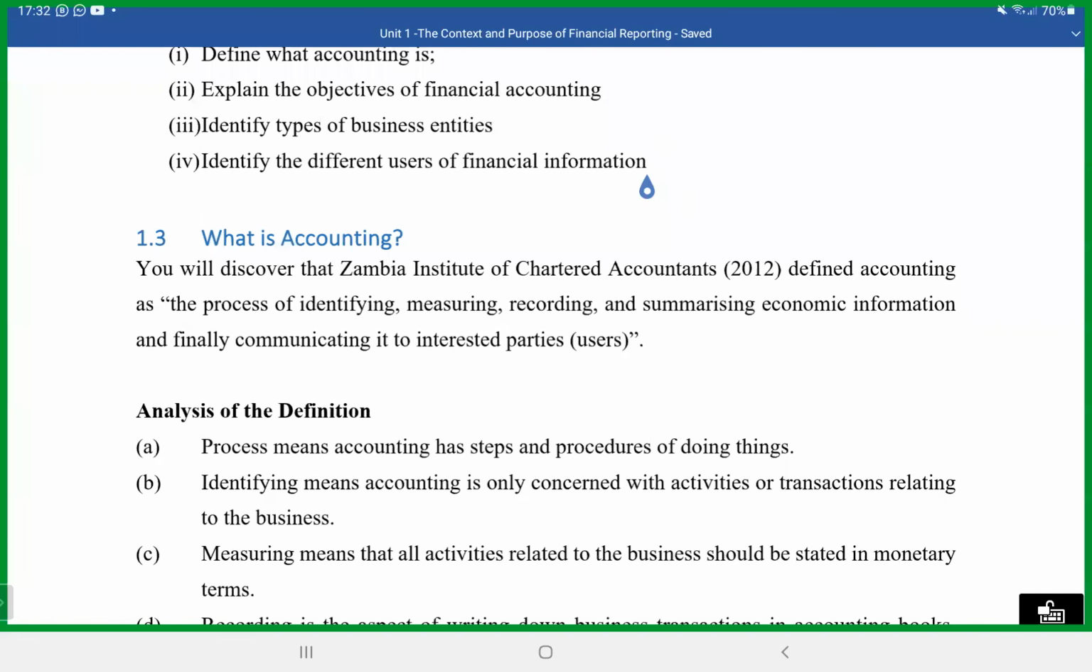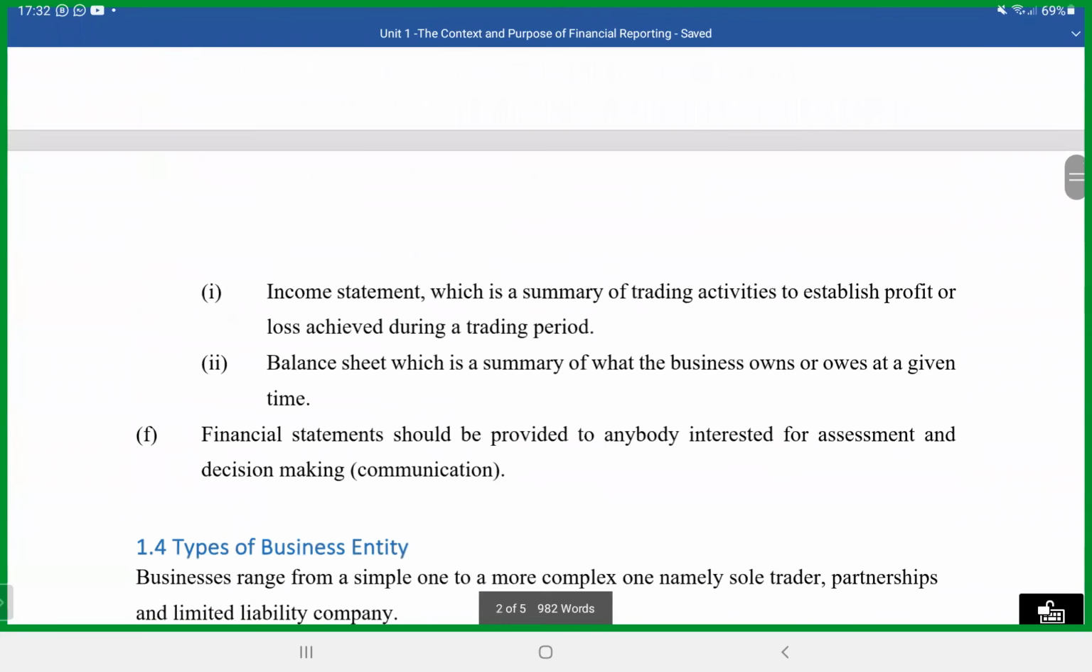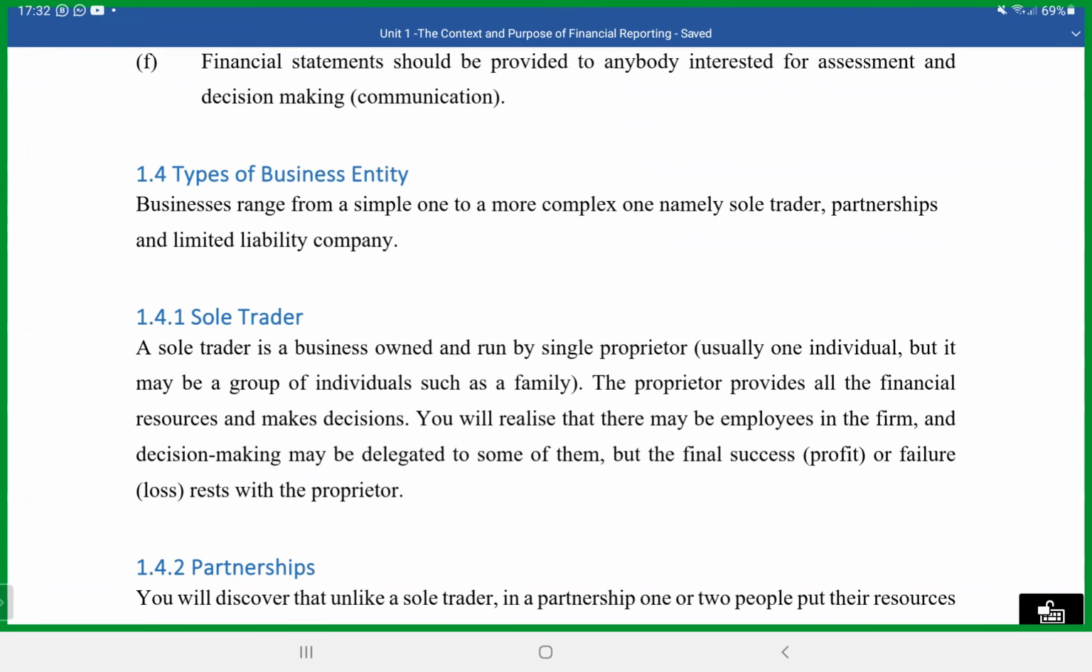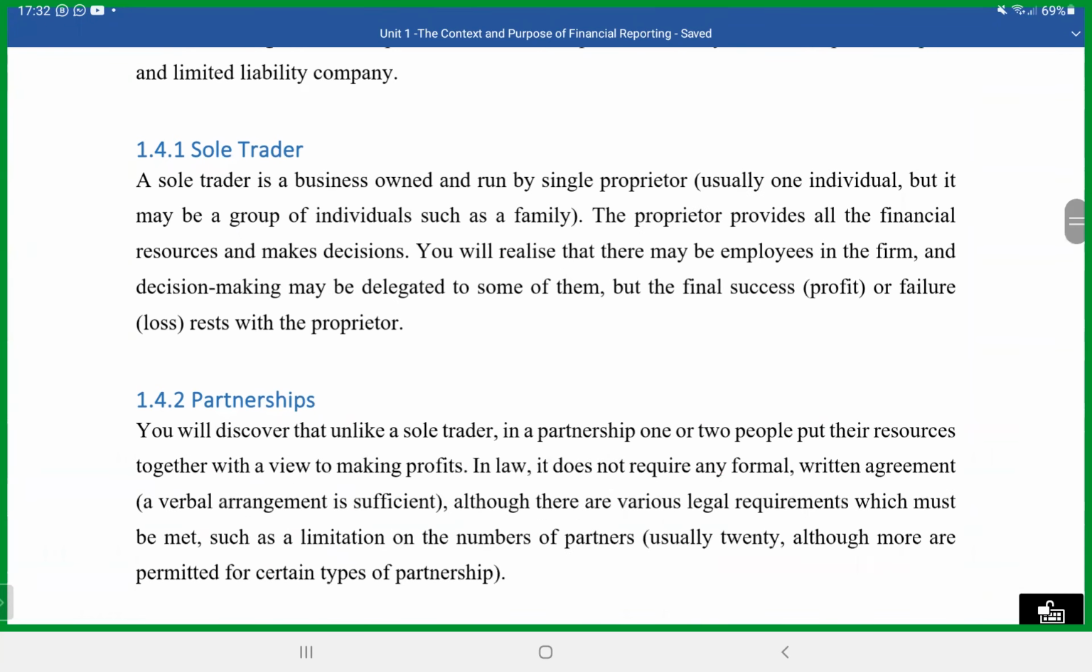Now let's look at the different types of business entities. Businesses range from simple ones to more complex ones. We have the sole traders, where the business owner is only one person. We have the partnerships and the limited liability companies. Let's start with the sole traders. A sole trader is a business that is owned and run by a single proprietor, usually an individual, but it may be a group of individuals such as a family. We have seen some small businesses where it is just the family coming together, running that particular business.